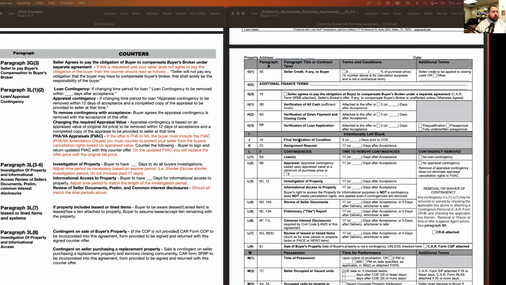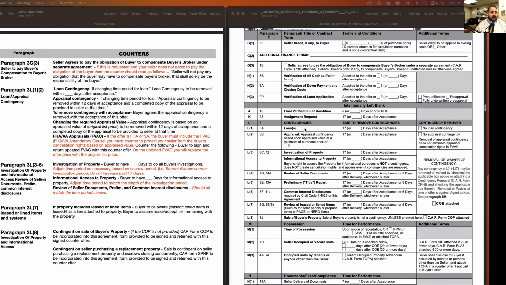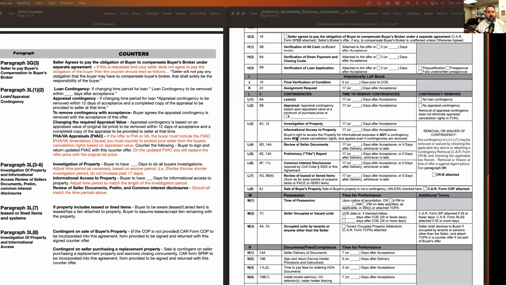3L 1 and 2. Right, we're going to go down here. These are the loan and appraisal contingencies. Again, we talked about that. If we're going to change those time periods, that's where we would do it. The only reason I would change the loan contingency period, and we talked about this last week, is if they were giving me a shorter escrow period and I wanted to reduce that period of time. That's it. Only reason.